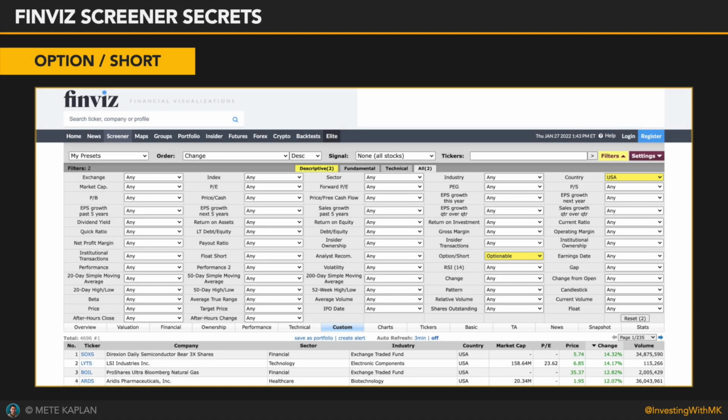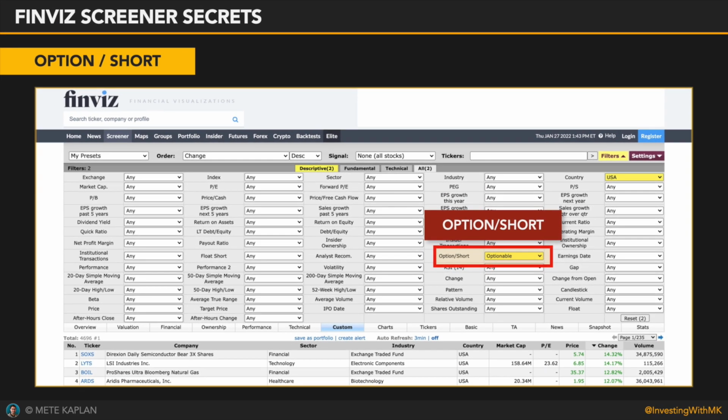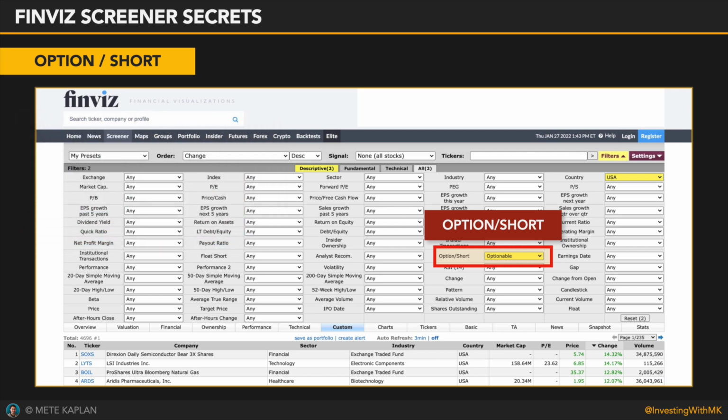Secondly, the optionable setting is very important for me. It's an extremely simple setting. By choosing it, I'm eliminating all the stocks that do not have any options. If you trade penny stocks or small cap shares, do not touch this setting, because most penny stocks do not have options. Don't worry, I'll show the best Finviz settings for penny stocks, small caps, options trading, and for investing.